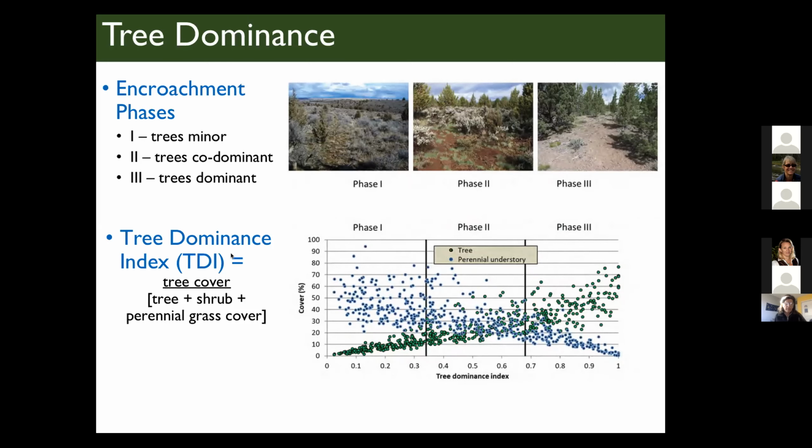The other way to think about this is using tree dominance index, or TDI, and it's relatively easy to calculate. You take tree cover and divide it by total vegetative cover of trees, shrubs, and perennial grasses. Over here on the right, on the x-axis, as we go from left to right, we increase our tree dominance index. This is the cover of the 2 different functional groups: trees go up with tree dominance index, and your perennial understories tend to go down with an increase in tree dominance.